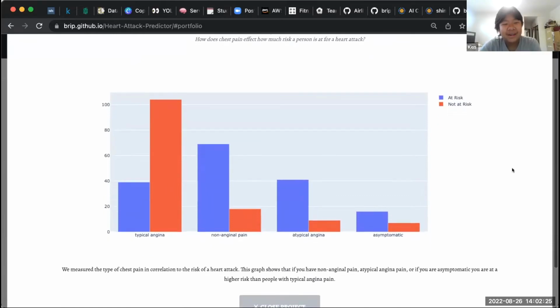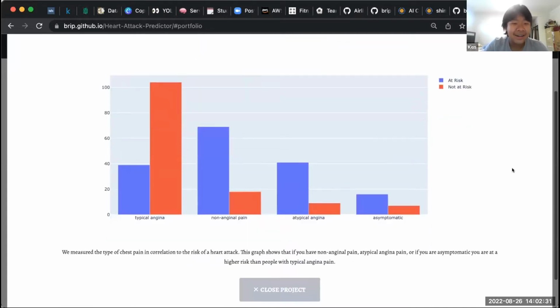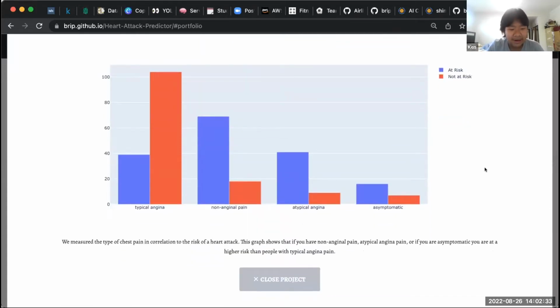Chest pain. How does chest pain affect how much at risk a person is for a heart attack? We measured the type of chest pain and correlation for the risk of a heart attack. This graph shows that with non-anginal pain, atypical anginal pain, or asymptomatic, you are at a higher risk than people with typical anginal pain.